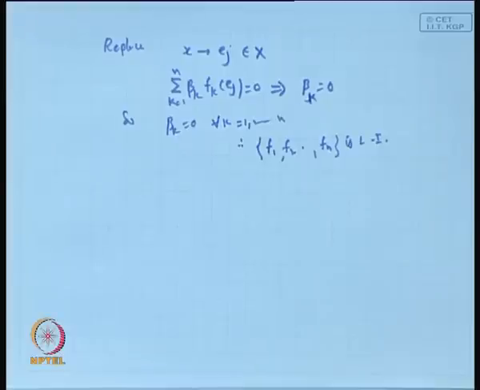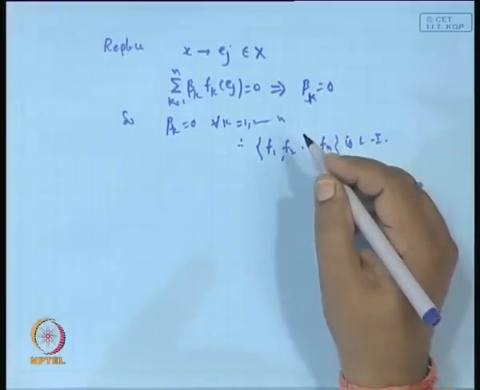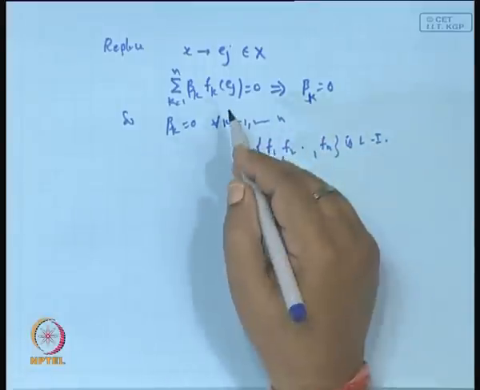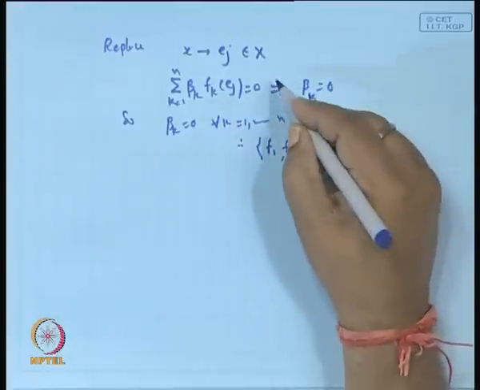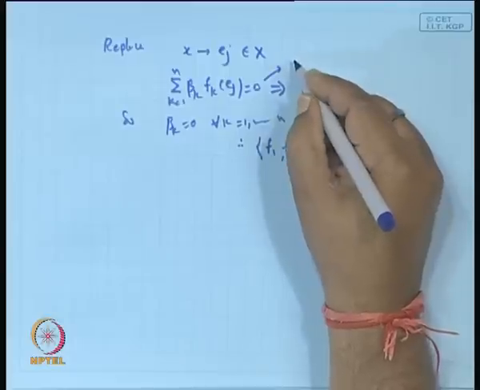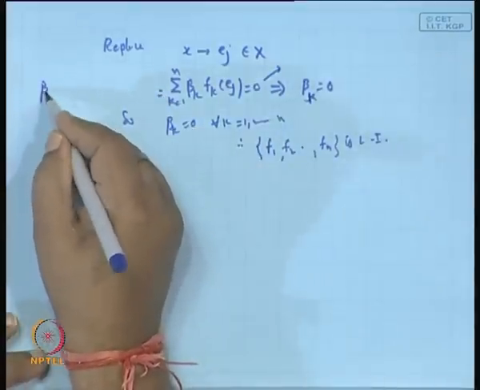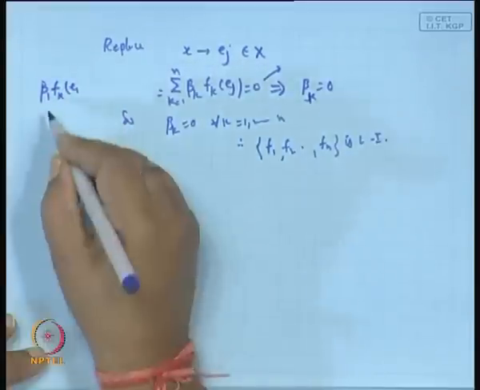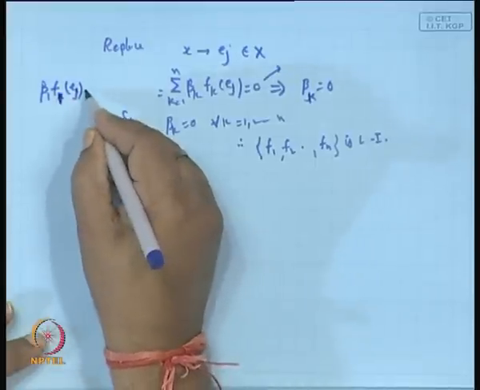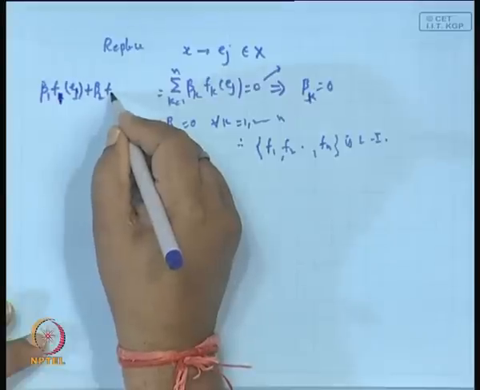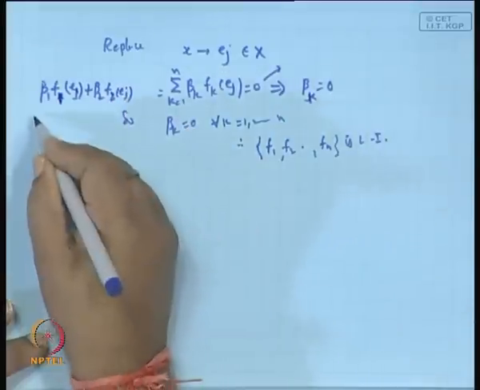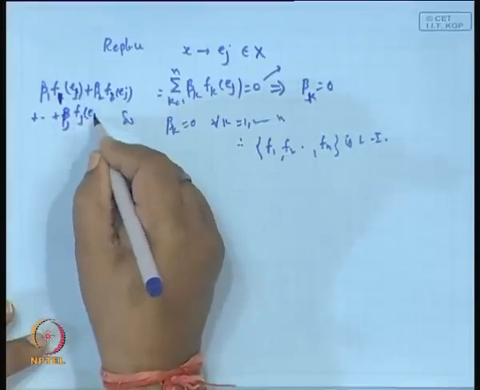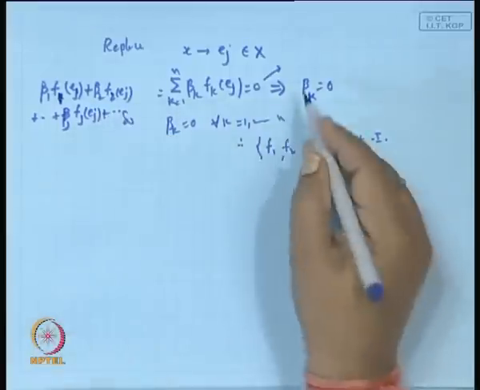So, beta k will be 0 provided k is not equal to j. If k equals j, then it will not be equal to 0. No. Suppose I expand this thing, what do you get? Beta 1 f 1 Ej, then beta 2 f 2 Ej, like this, beta j f j Ej, and so on. So, it will be beta j.